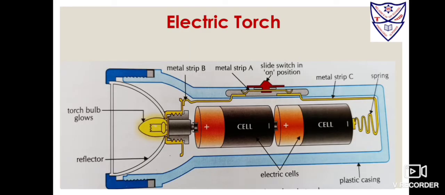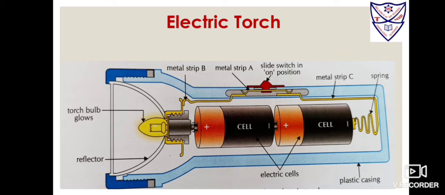Electric torch. It has 2 or 3 cells placed in such a way that the positive end of one cell touches the negative end of the other cell. The cells are in series. These cells are the source of electric current. They are connected through a switch to a small bulb.